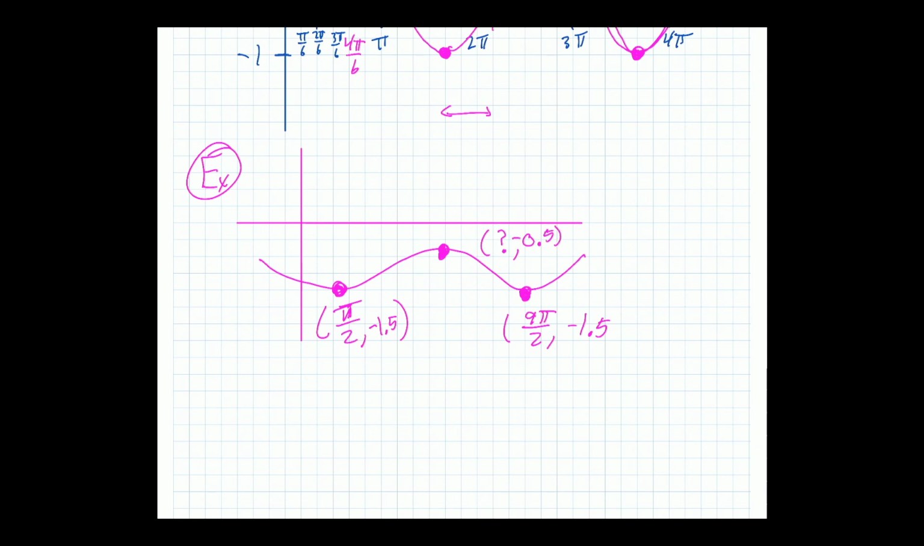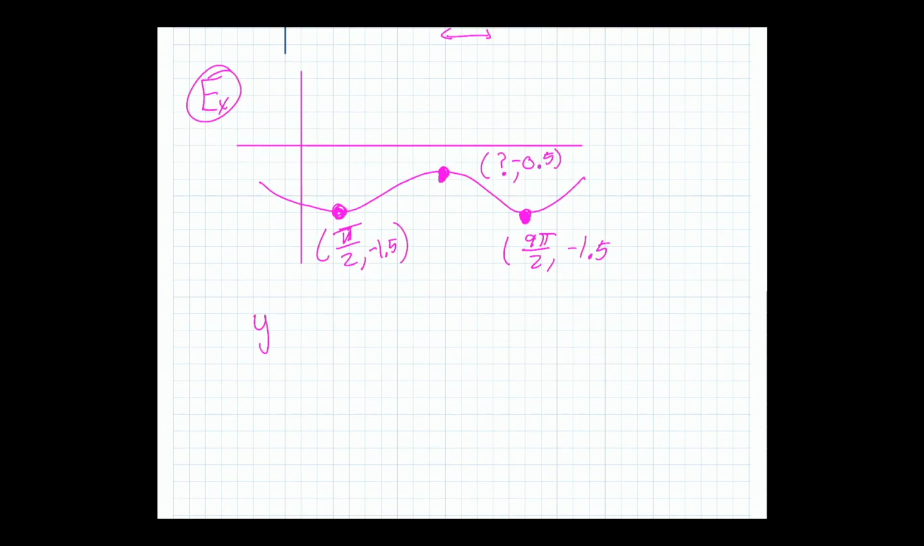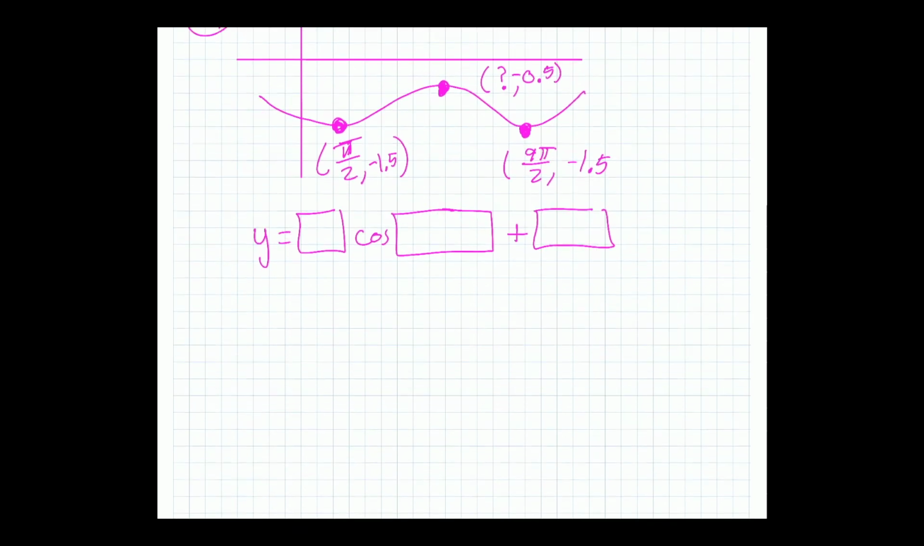Okay? And what they want is the equation, and they give me this: y equals empty box cosine empty box plus empty box. And I've got to type in all that stuff, right? There's kind of a set way you go about this. It's all related to what you do for graphing it, but backwards.